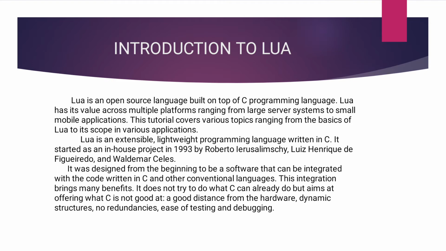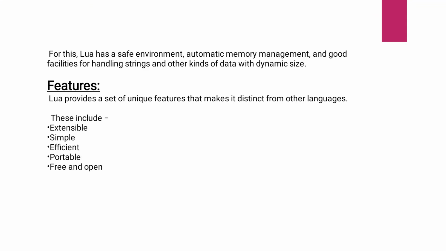It does not try to do what C can already do, but aims at offering what C is not good at. A good distance from the hardware, dynamic structures, no redundancies, ease of testing and debugging. For this, Lua has a safe environment, automatic memory management, and good facilities for handling strings and other kinds of data with dynamic size. Features of Lua. Lua provides a set of unique features that makes it distinct from other languages. These include extensible, simple, efficient, portable, free, and open.